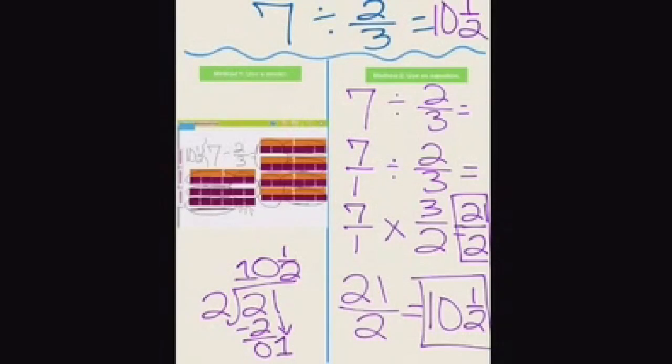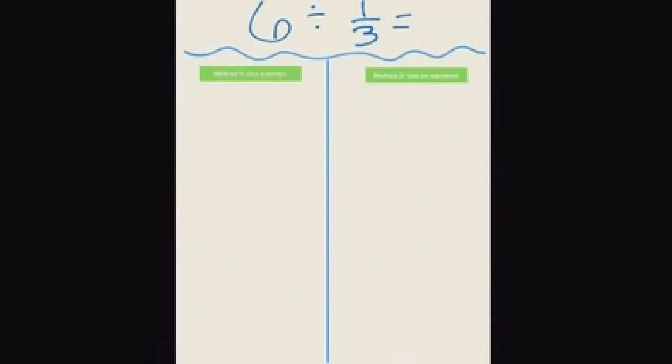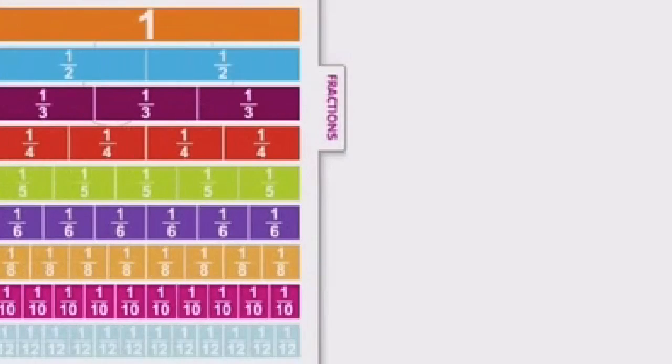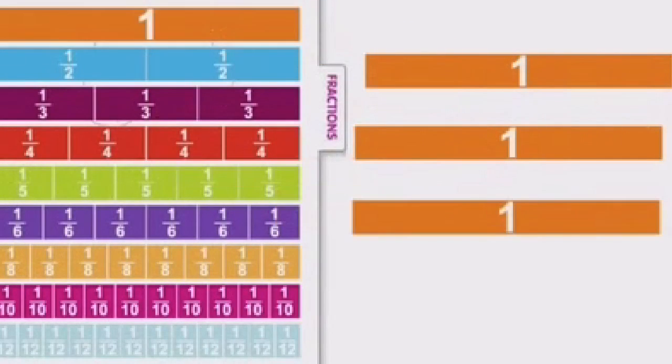10 and 1/2. Okay, let's try another one. 6 divided by 1/3. So let's go ahead and try that with the virtual manipulatives first. So pull that up. Okay, so I'm going to start by writing 6 divided by 1/3. And again, start by modeling your 6.